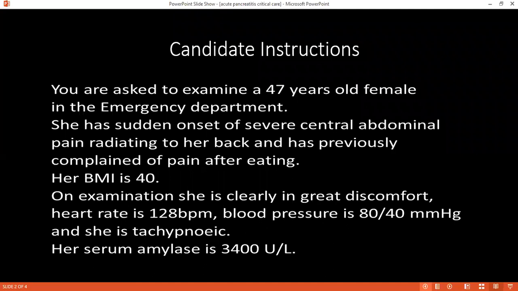Can be due to gallstone or chronic alcoholism. It can be due to after surgery, for GIT surgery. It can be due to hypothermia.